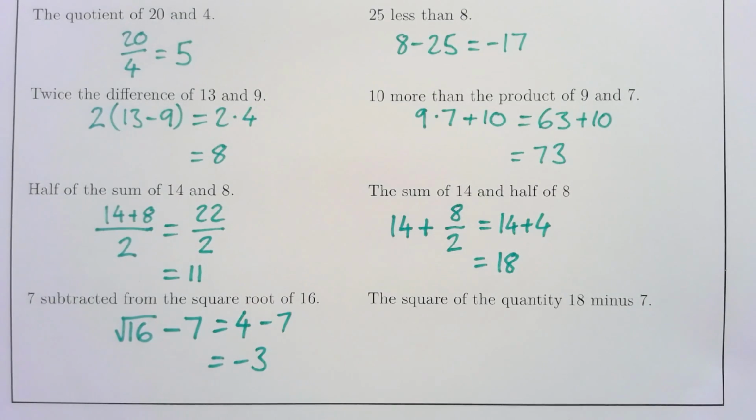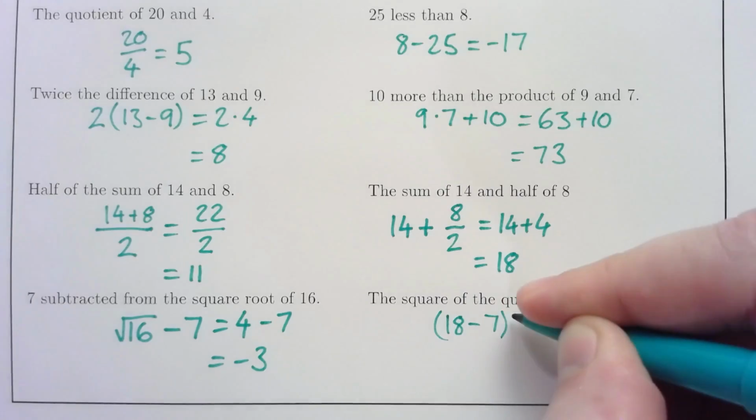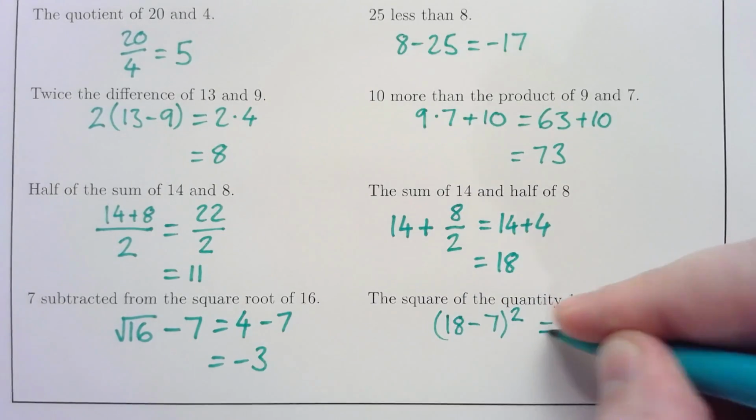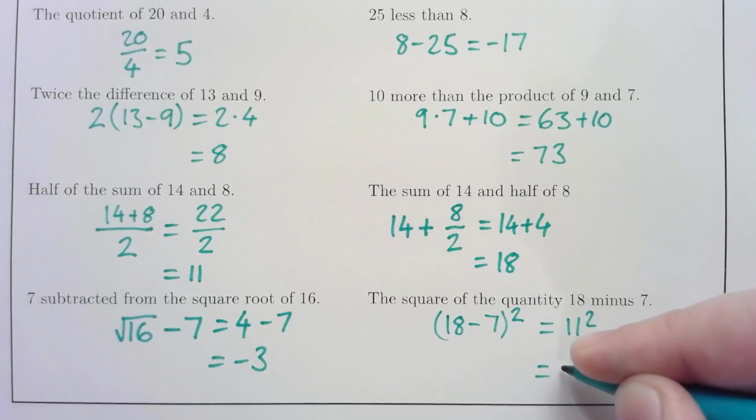And finally, the square of the quantity 18 minus 7. Now those words, the quantity, are very important here. They're almost doing the work of parentheses for us, in that they're grouping numbers and operations together and saying we need to do those first. If this just said the square of 18 minus 7, that would mean we square 18 and then subtract 7. But those words, the quantity, means that we need to do 18 subtract 7 first. So we write that in parentheses and then we square. 18 take 7 is 11, and 11 squared is 121.